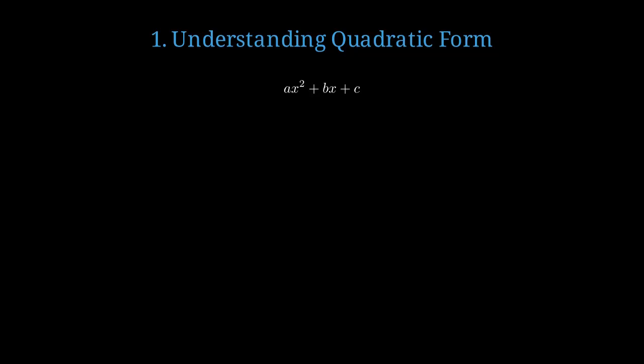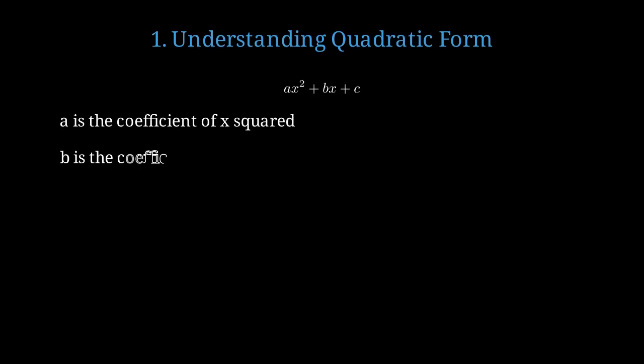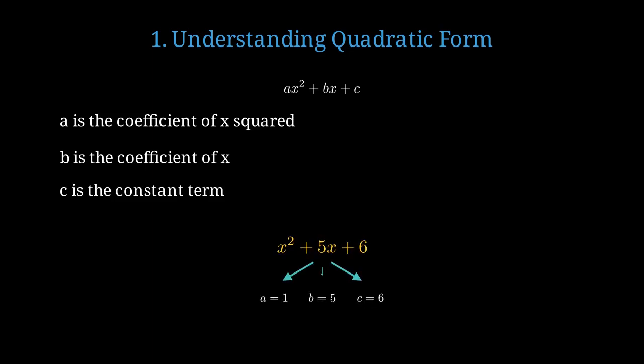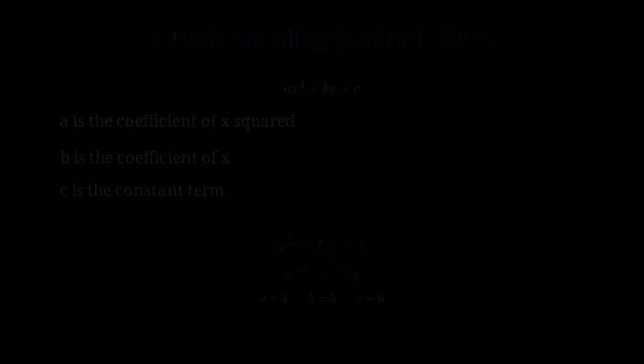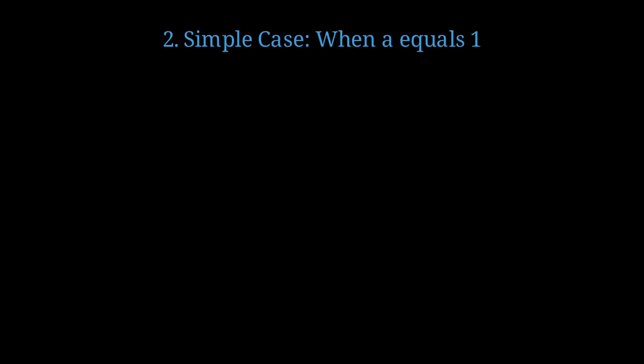A quadratic has three terms: an x squared term, a linear bx term, and a constant c. The letter a represents the coefficient of the x squared term. The letter b is the coefficient of the x term, and c is the constant term with no variable. For example, in x squared plus 5x plus 6, we have a equals 1, b equals 5, and c equals 6. Let's start with the simplest case, where the coefficient a equals 1.